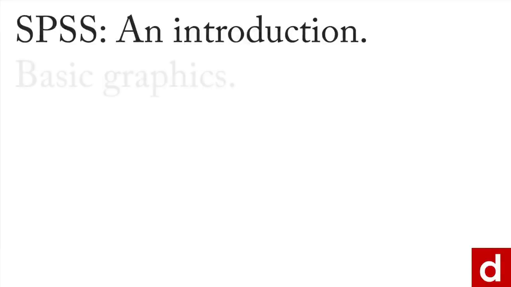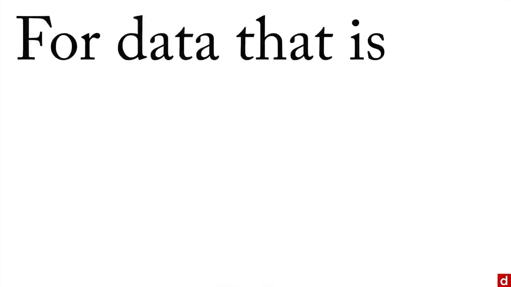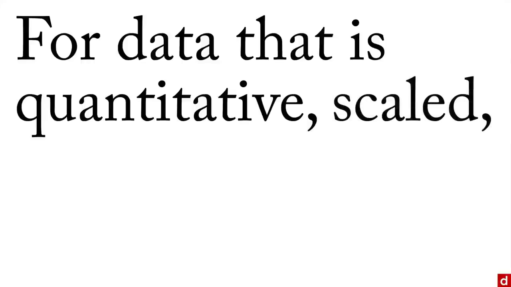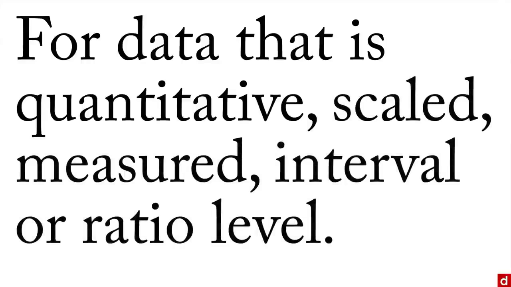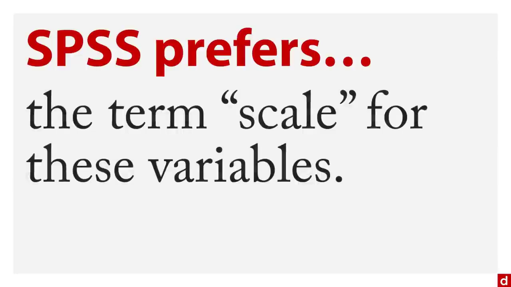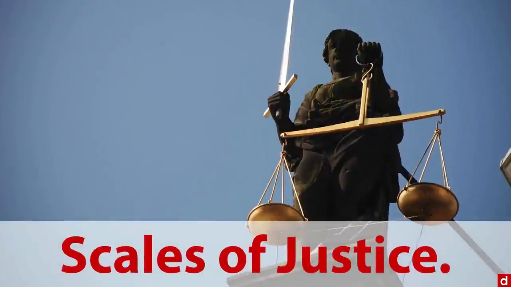As we continue to look at basic graphics in SPSS, a really common one is histograms. This is a graphic for data that is quantitative or scaled or measured or interval or ratio level. Those really all are referring to basically the same thing. And in any of them, you're going to want to make a histogram to see what the variable is like. Now, I'll mention that SPSS prefers the term scale for these variables, and that's what shows up in the data definitions. And I like to think of it as the scales of justice.